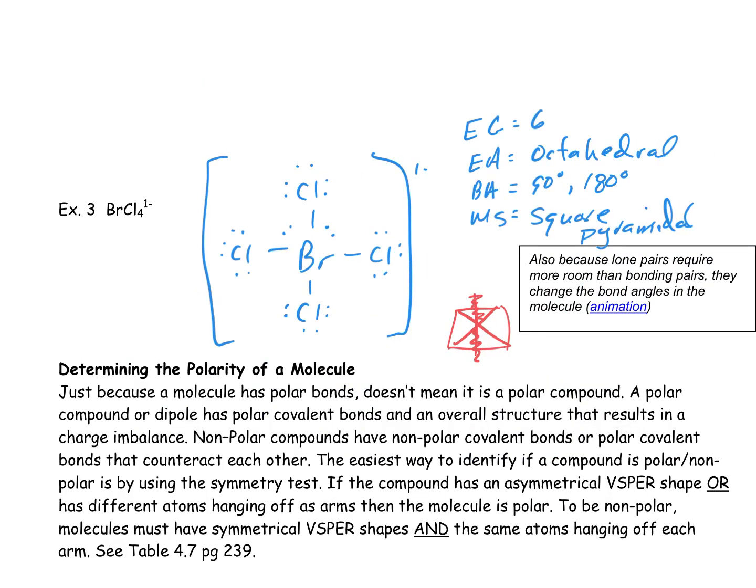And here's the correct diagram for the BrCl4 1-. You've got 36 electrons, so that gives me 6 electron groups in the 4 single bonds and the 2 lone pairs. So I have that octahedral arrangement. I'm going to have bond angles of 90 and 180, and if I take 2 of them away, that gives me that square planar shape.